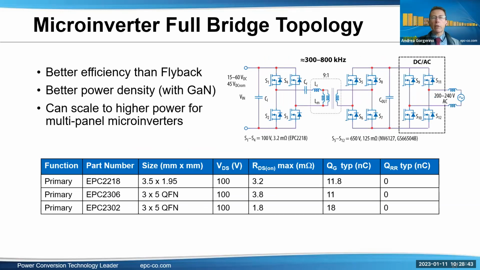Another topology for microinverters is the full bridge topology. Different versions of resonance are also typically used. This topology allows better efficiency and better power density than the previous one. It's becoming more and more common, I would say, in new designs. Because it's a full bridge, the voltage requirement is lower than the previous. So typically 100 volt devices are used. Again, the 2218 is the chip scale package version, and 2302 and 2306 are the QFN GaN FETs that we offer for this socket.